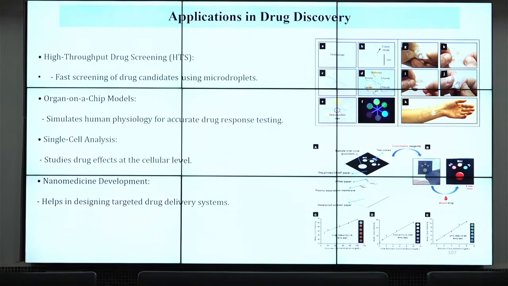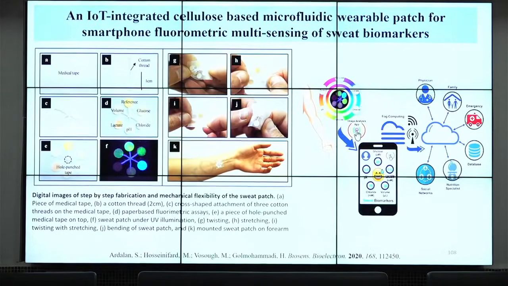So how does it work? High throughput screening is a fast screening of drug candidates using micro droplets. You can see, you can even put it on skin-on-chip channels and organ-on-chip models. So you can keep them over there, where the thin film on which you are putting the spot will be modified in this mode. It simulates human physiology for accurate drug response testing, single cell analysis, and nanomedicine development. You can develop medicines at the nanomolar level through this type of technique. Now this can be correlated with the IoT, the Internet of Things.